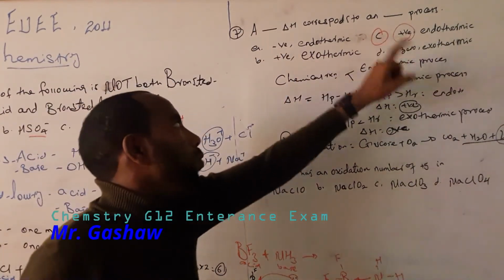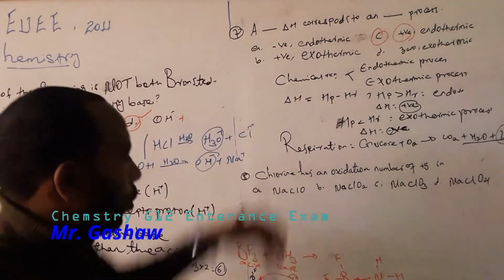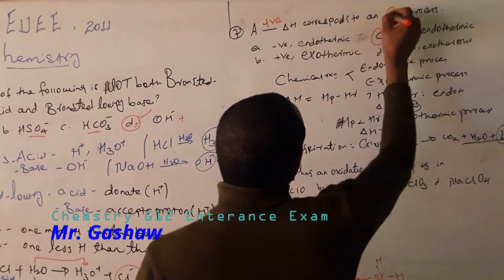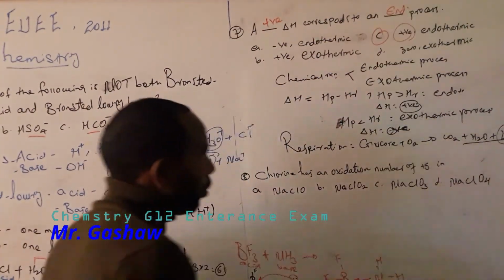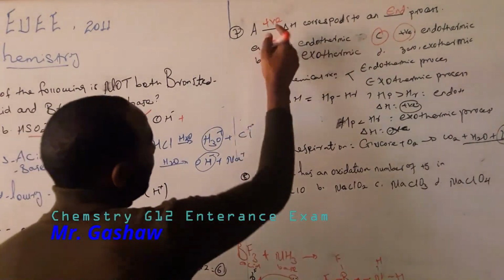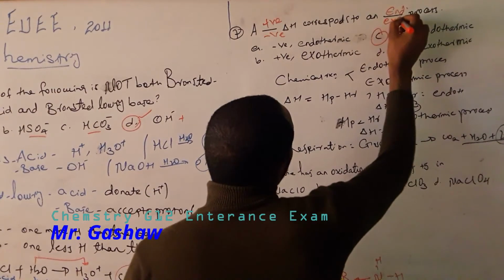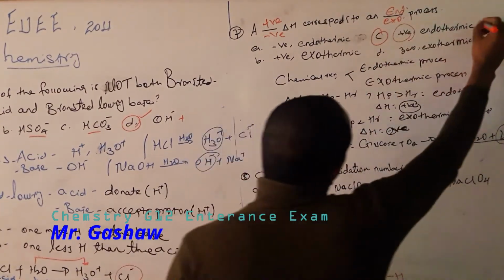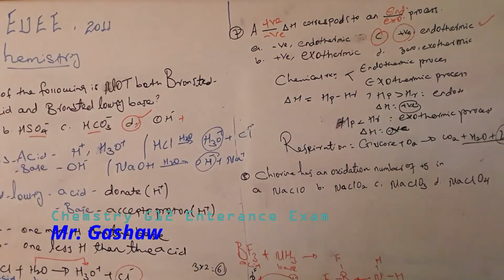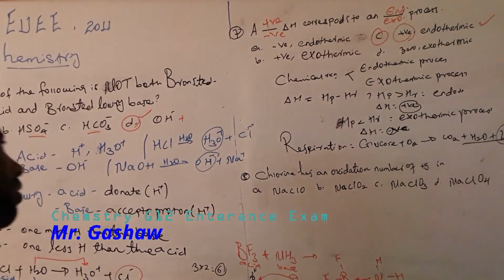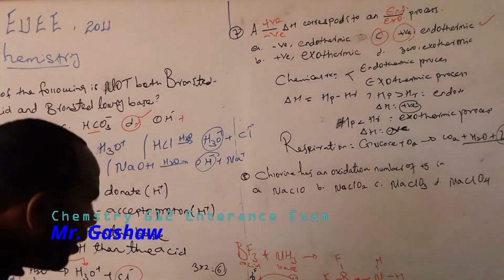So the correct one is: when it is positive, here it is endothermic process. When it is negative, here it is an exothermic process. The answer becomes C. Question number 8: chlorine has an oxidation number of +5.